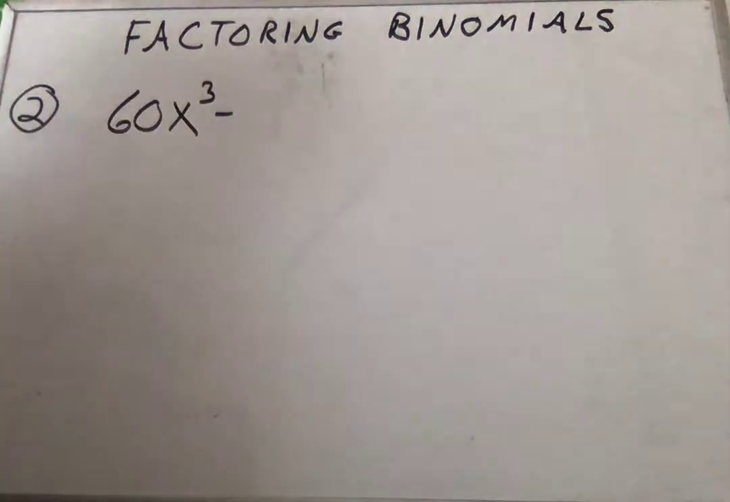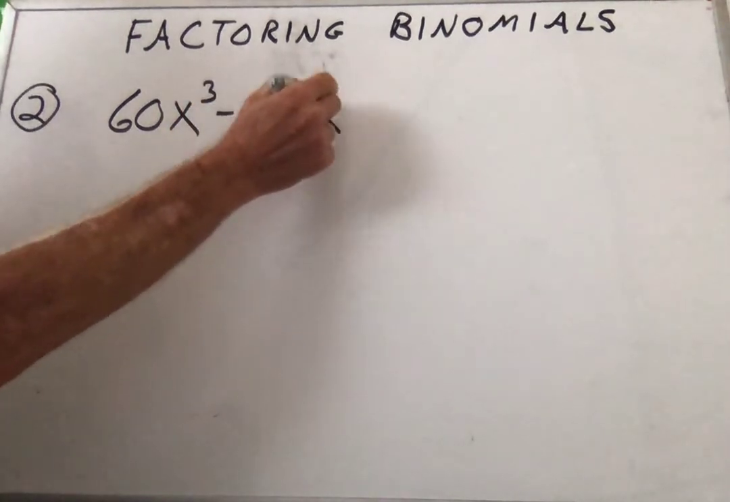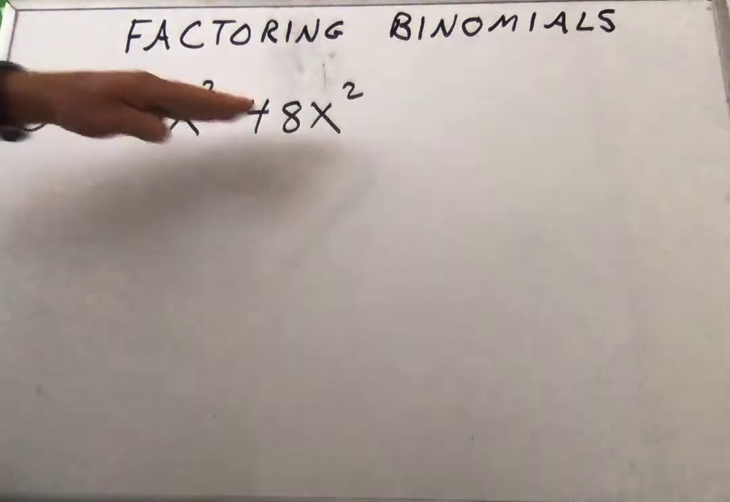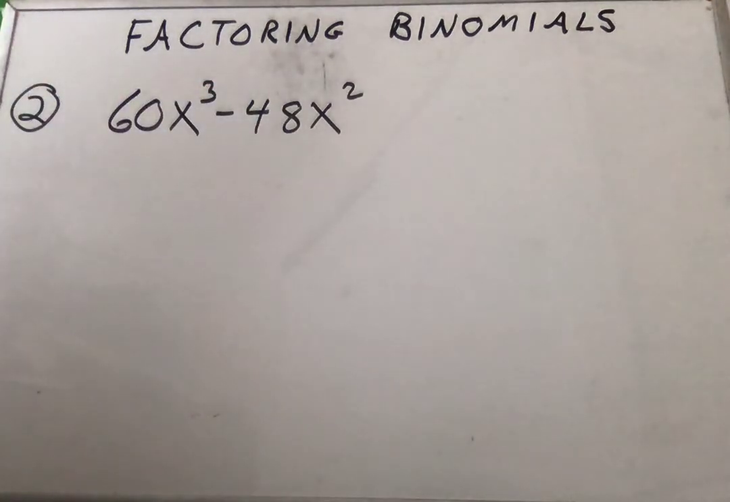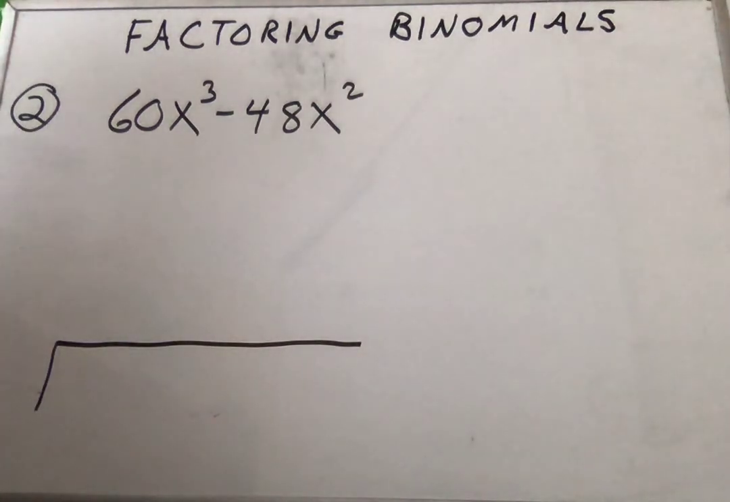Okay, when you set this up, I'm going to strongly recommend you expand the variable part out. So I wrote 3 x's multiplied together because it's x to the third. Notice this has a subtraction sign. And then 48x squared.